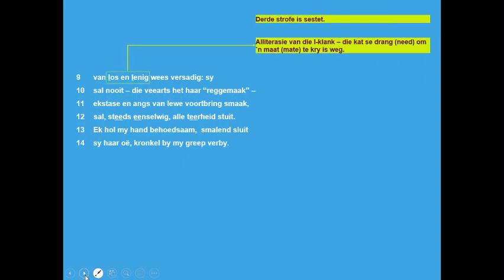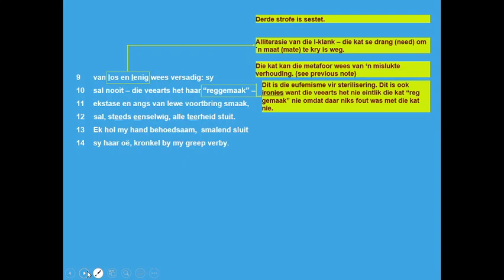Goed. Van los en lenig wees versadig. So this is the third stanza, which is the sestet. Los en lenig wees, we have the alliteration of the L sound. Die kat se drang om 'n maat te kry is weg. So the cat's need to find a mate is gone. Die kat kan dan ook 'n metafoor wees vir 'n mislukte verhouding. So if we look there, she doesn't want to find a mate anymore. So this could be a metaphor for a failed relationship for the writer, for example.